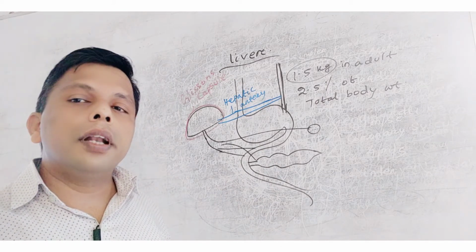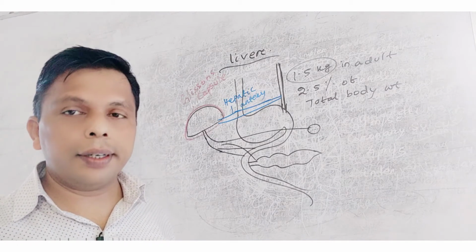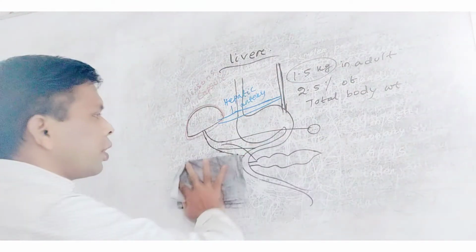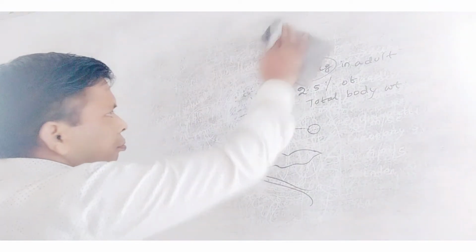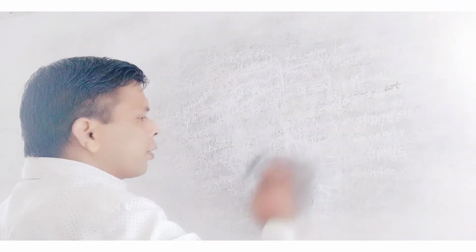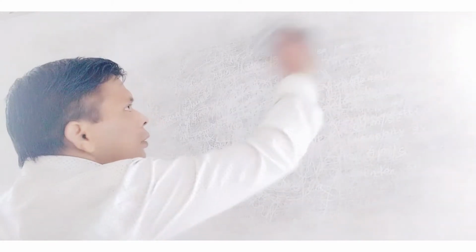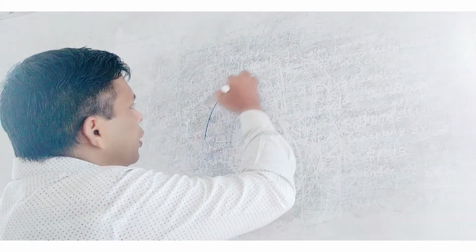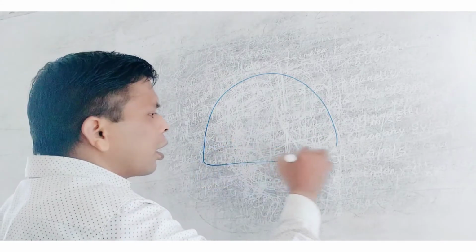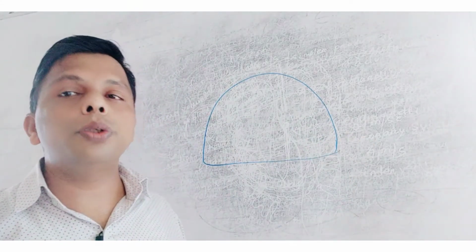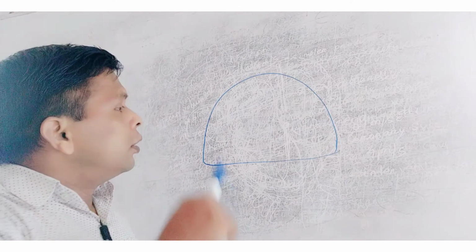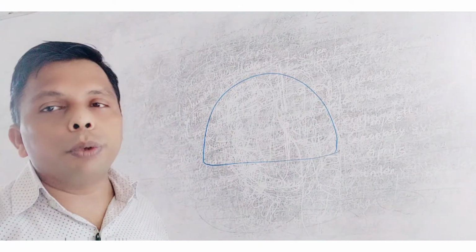Let us enter into the histology, the anatomical structure of the liver. Suppose this one is the liver. It is divided into two parts, a larger right lobe and a smaller left lobe. All parts are homologous in their composition.